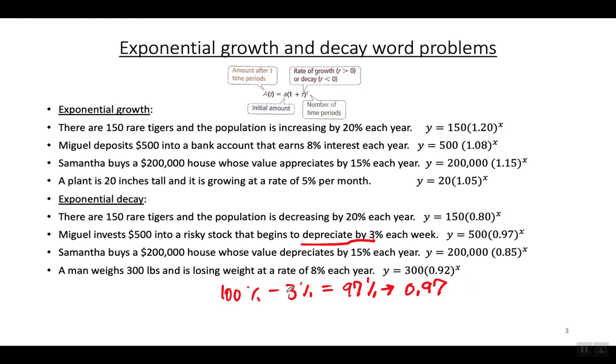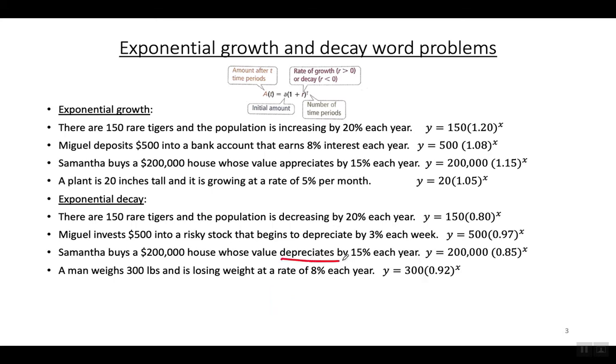Okay? 100% menos 3% es 97% y si lo cambia a un punto decimal, sería 0.97. Or if we go this way, it would be 1 minus 0.03, which would be 0.97. All right? That's the other way to think about it.